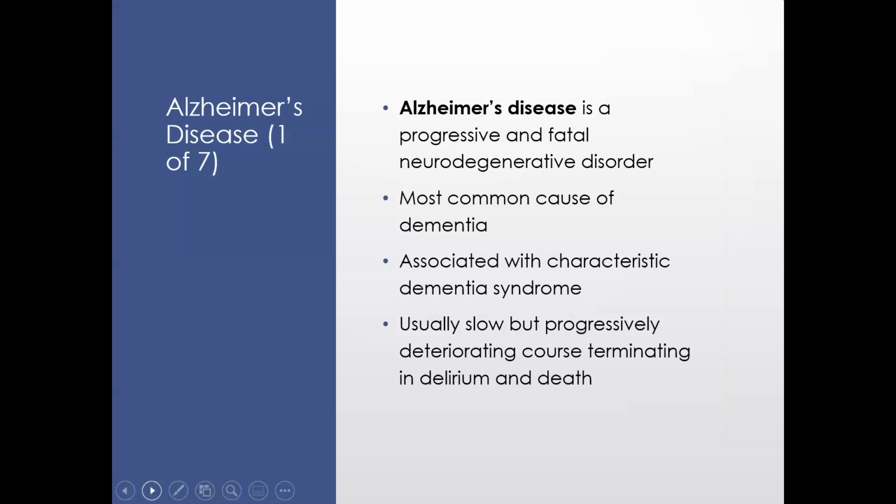Alzheimer's disease is one that is appearing more and more common in our society. It is a progressive and fatal neurodegenerative disorder. It's the most common cause of dementia, so that forgetfulness that people start to experience as they age. It is associated with a characteristic dementia syndrome, and it is usually a slow but progressively deteriorating course, terminating in delirium and death. So typically with people with Alzheimer's disease, there can either be early onset or late onset, but it will result in delirium and death at some point in time.